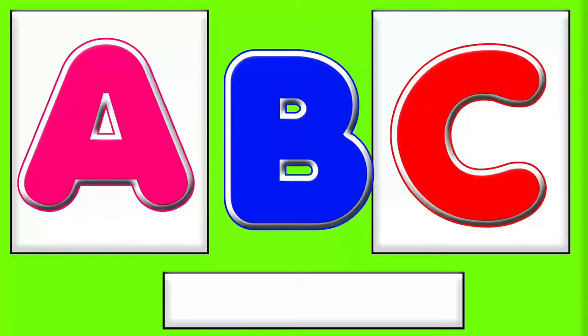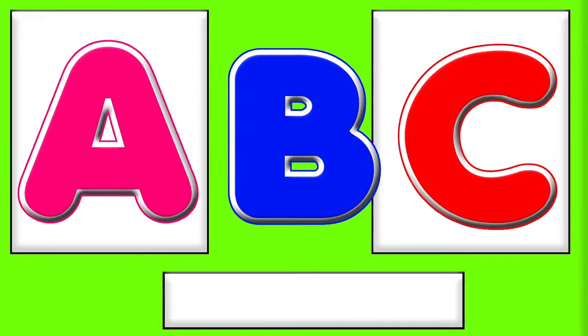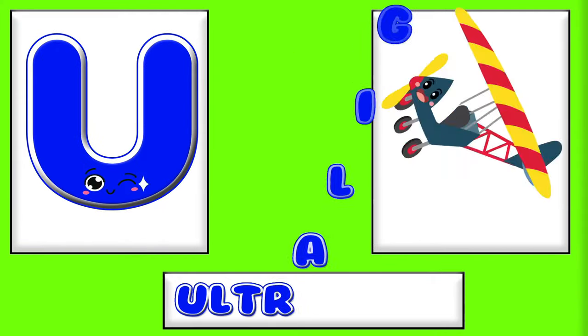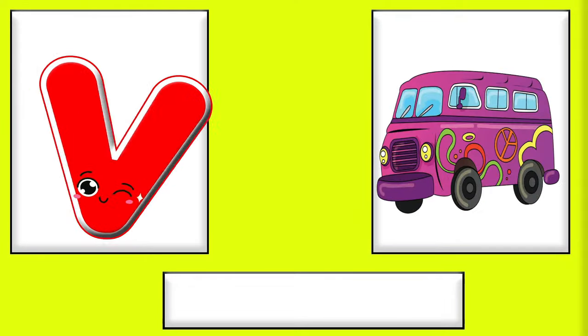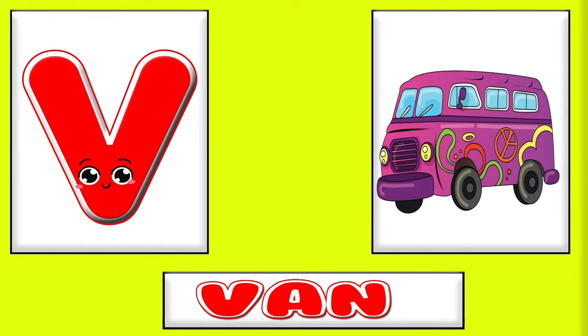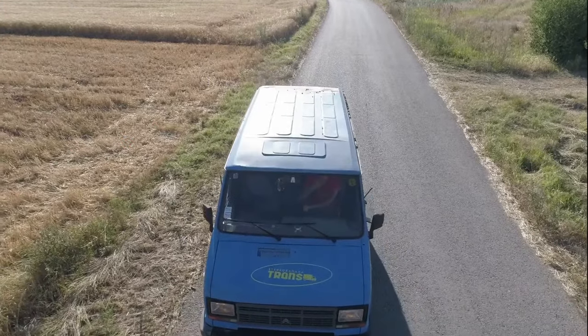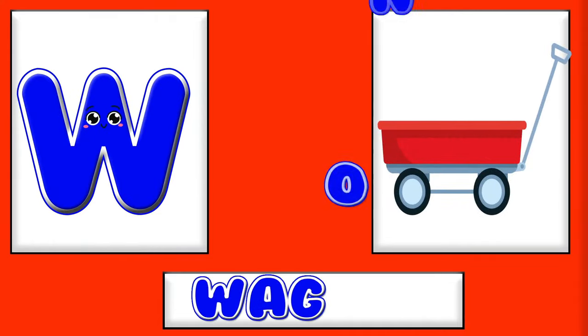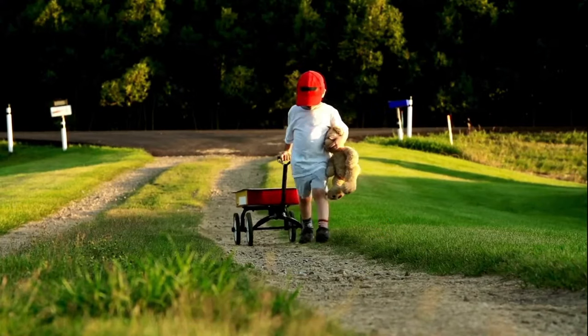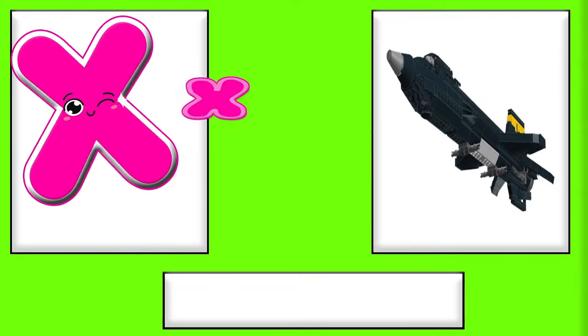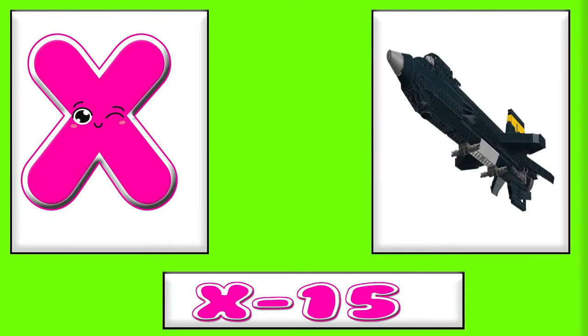U is for ultralight, ultralight. V is for van, v, v, van. W is for wagon, w, w, wagon. X is for X15, X, X15.